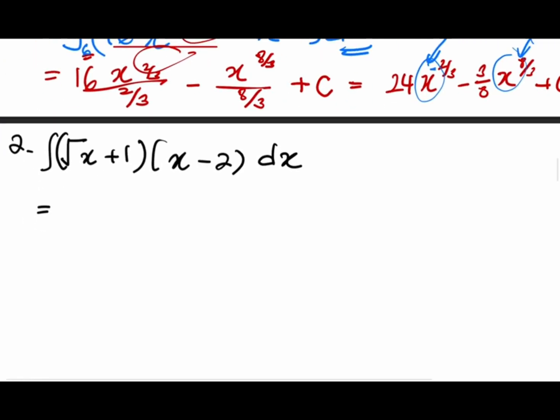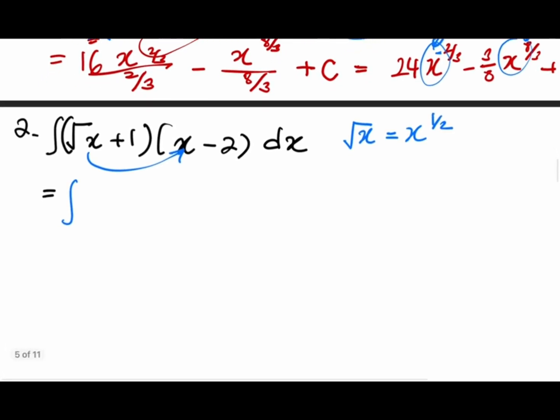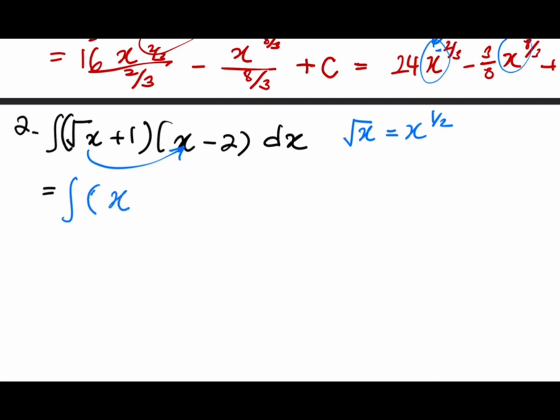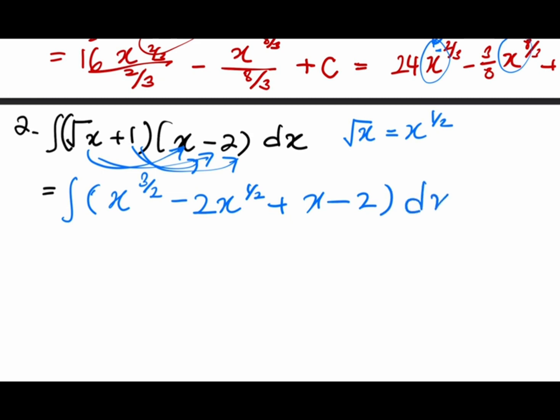For this example, they basically want to test whether you understand that root x is x to the power of half, right? So I can expand it. Expanding it and doing it term by term is the easiest way. So let's do it. x to the power of half times x, you will get x to the power of 3 over 2, right? And minus 2 root x, which is 2x to the power of half, plus x, and minus 2, with respect to x. So now it's term by term already. I can integrate it term by term.